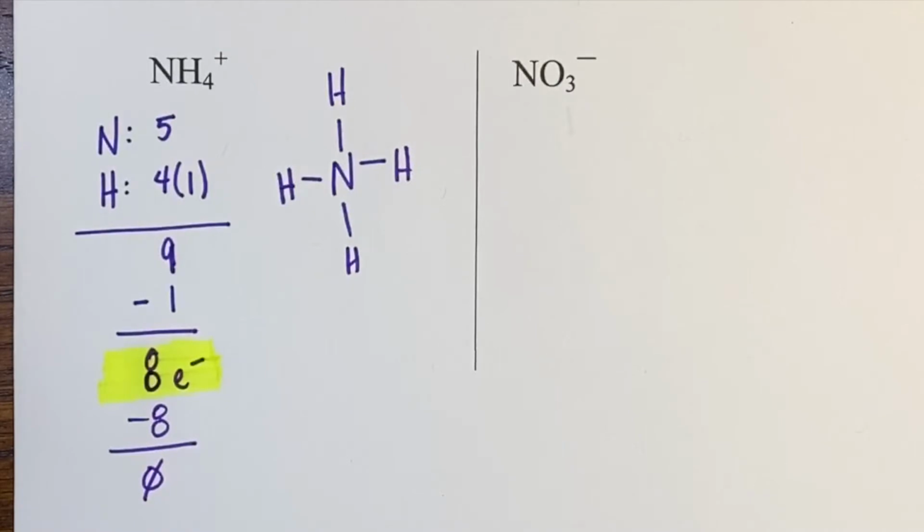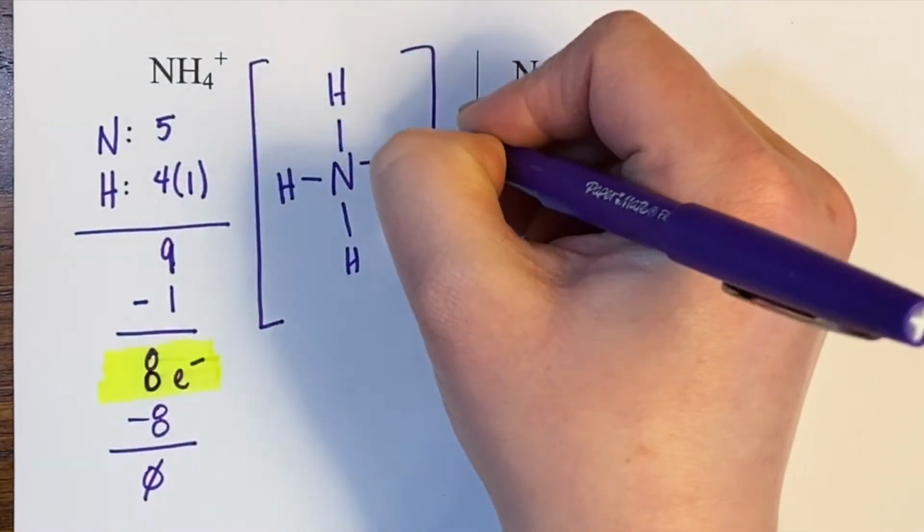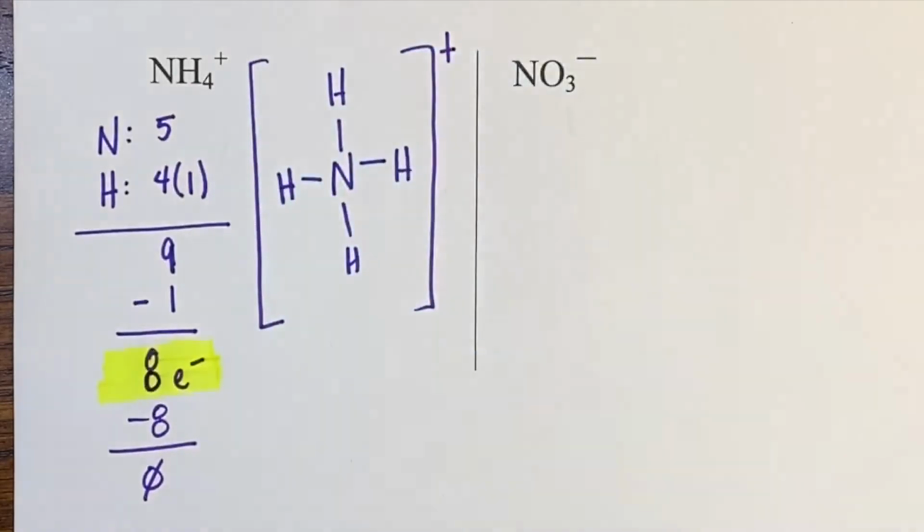Whenever I have a Lewis structure that has a charge, one way that I can convey that charge information is by placing this structure in brackets with the charge outside. There's another way that you can convey the charge information, that's formal charge, and we'll get to that a little bit later on. So this is the correct Lewis structure for the ammonium ion.